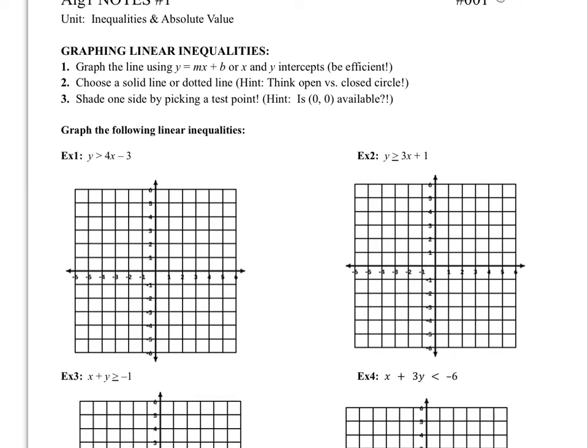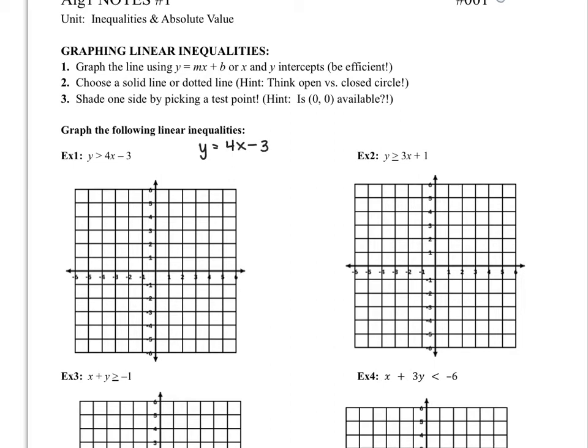So we want to be efficient when we're graphing our lines. Again, there's three ways we can graph our lines: slope-intercept form, x and y intercepts, or point-slope. Most people tend to pick between x and y intercepts or slope-intercept form. And you want to think like an efficient mathematician. So what I notice on example 1 is that since y is already isolated, I'm going to graph this as if it were the equation y equals 4x minus 3.